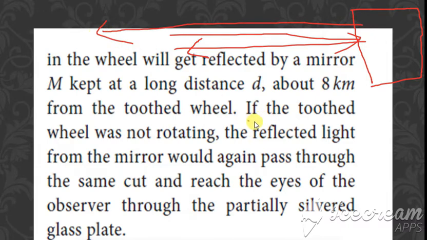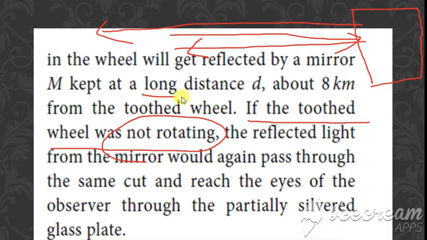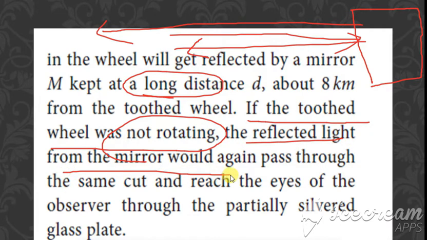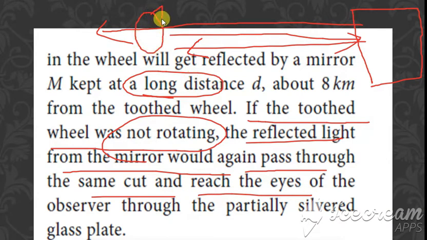Suppose the toothed wheel is not rotating, then the reflected light from the mirror would again pass through the same cut and reach the eye. So here there are the cuts, is it not? If the wheel is not rotating, then the reflected light will pass through the same cut and reach the eye of the observer through the partially silvered glass plate.